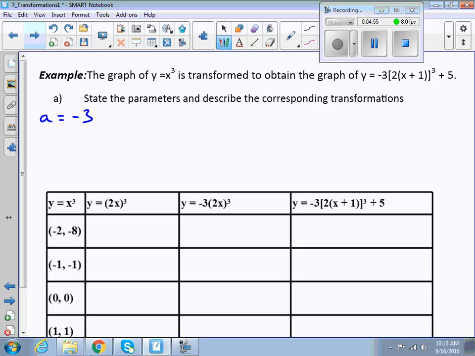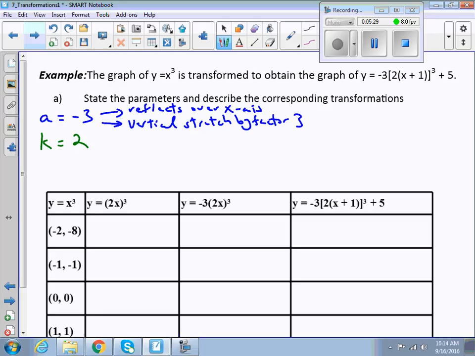So let's see, what does this do? It reflects over the x-axis and a vertical stretch by a factor of 3. Okay, don't say a vertical stretch by a factor of negative 3, because the factor is 3. That negative just makes it reflect over the x-axis. So that's my a value. My k value is 2. So what does that do?